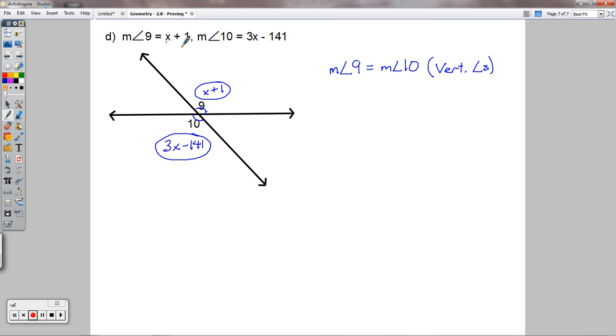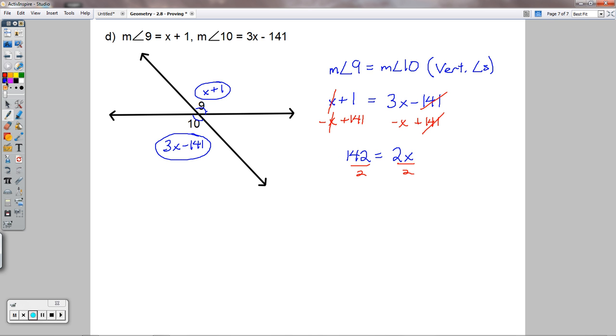And so if I plug in what I've got, x plus 1 for the measure of angle 9, and 3x minus 141 for the measure of angle 10. Now a pretty basic algebra problem from there to solve for x. Get the x's on either side. I'm going to move mine to the right, and I'll move the regular numbers, the integers in this case, to the left. The x's would cancel here. I am left with 142 equals 3x minus x, which would be 2x. I can divide both sides by 2 to get what x equals.